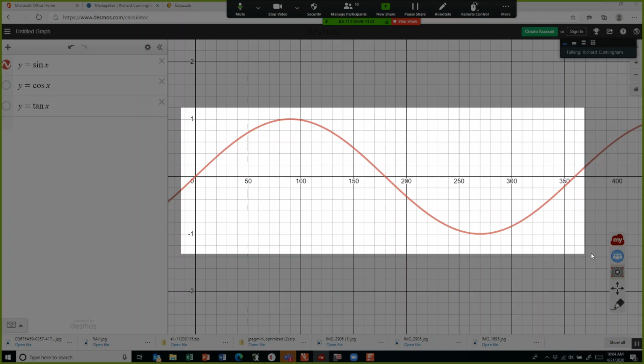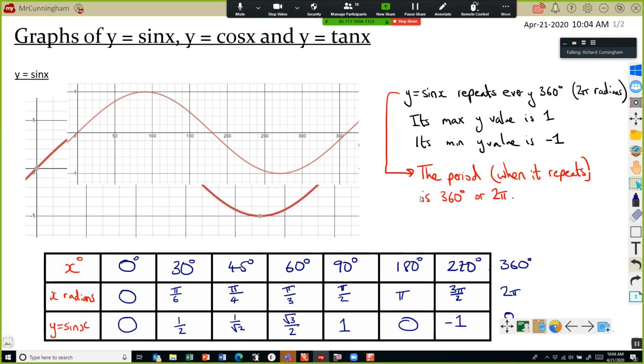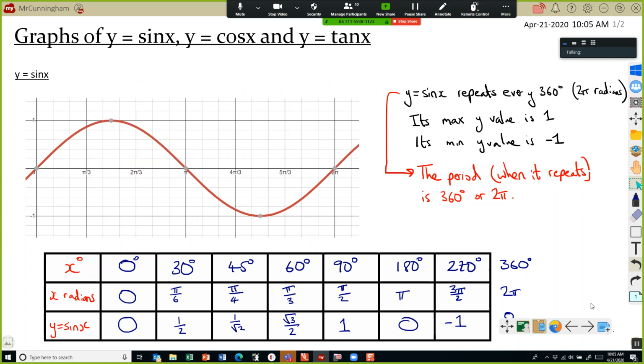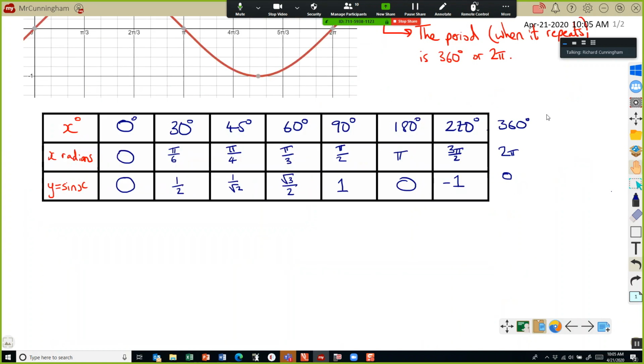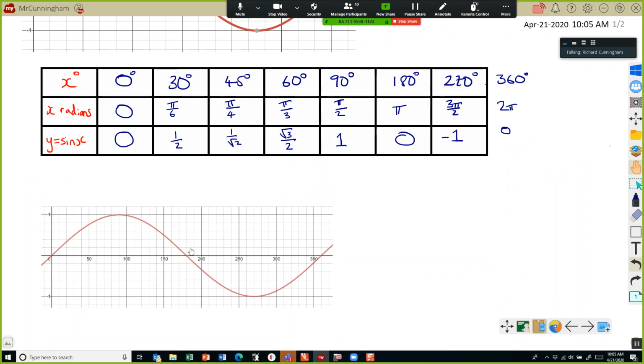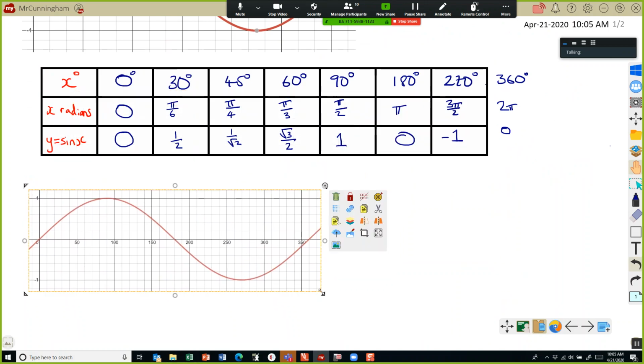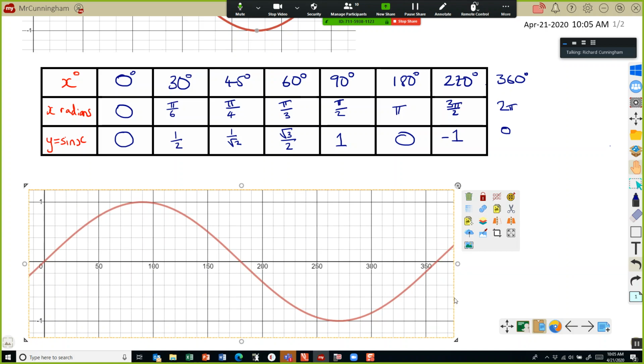All right, so here is the same graph. This time we are looking at it in terms of degrees. I'm going to move it, put it underneath this one. Okay, so it's exactly the same thing. This time it is in degrees, okay?